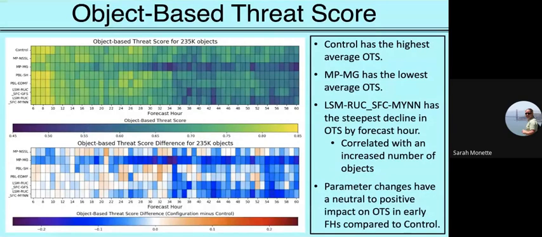When we changed the surface layer to the MIN and the land surface model to the RUC, we found that it had the steepest decline in OTS by forecast hour, which meant as the forecast went along, it got worse and worse. The slope of the OTS over forecast hour was the steepest. This is because this model kept producing more objects as the forecast hour went on, more so than any other model, and that is what drove this steep decline.